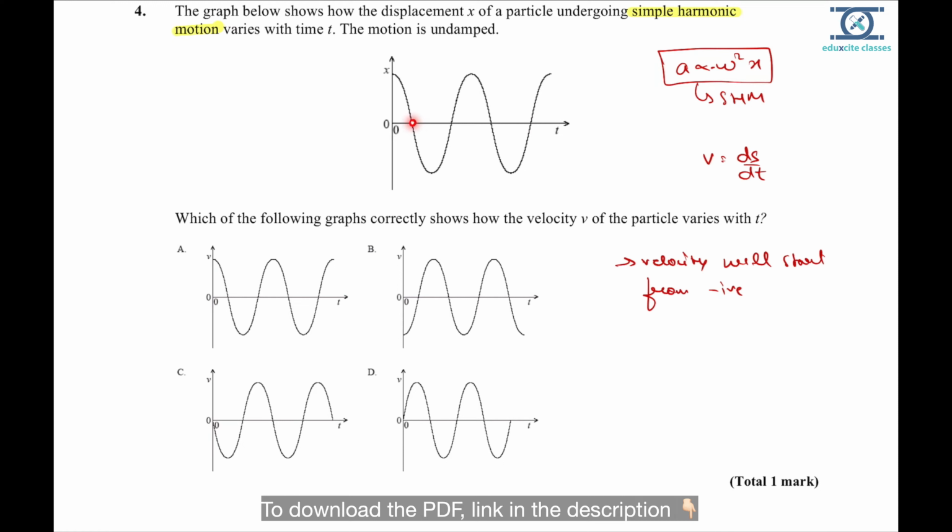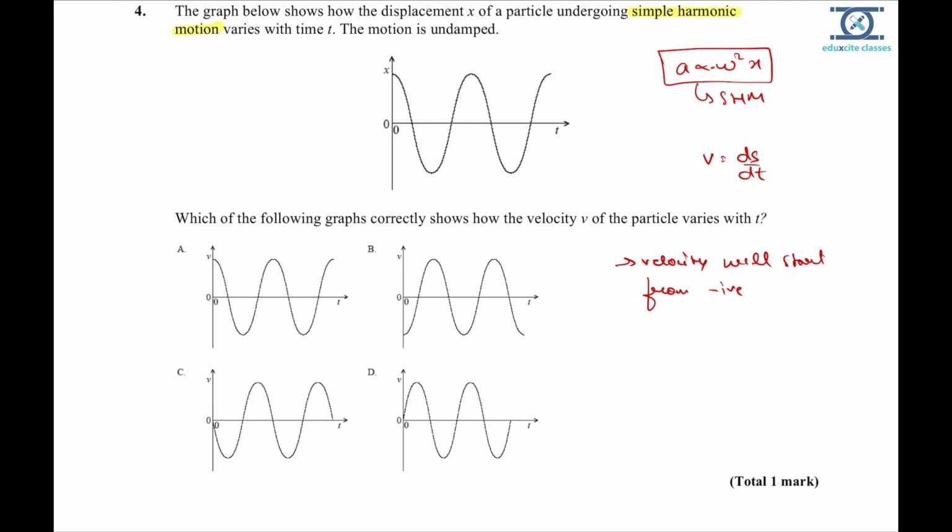Now you see at point 0, the slope is maximum in negative. Okay, at this position the slope is maximum. So at 0 the velocity will be maximum in negative. So at this position, the velocity has to be a negative maximum, which is option C only. So the correct option for question number 4 is C.